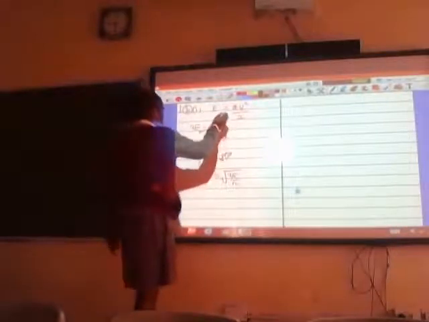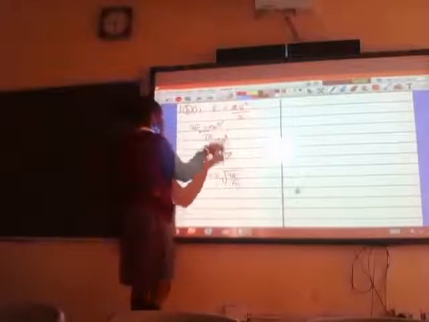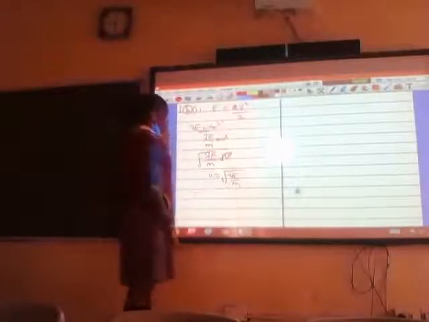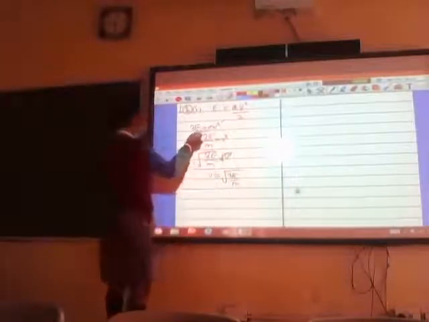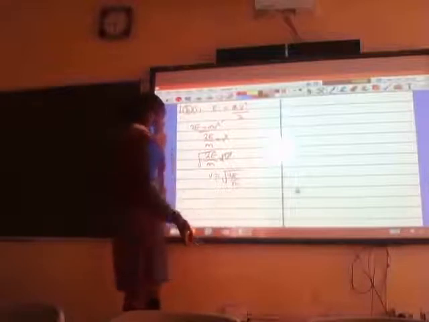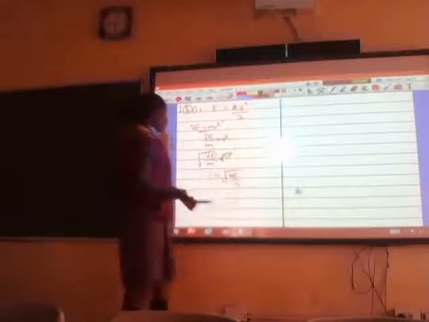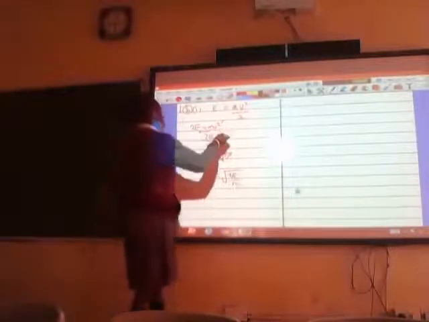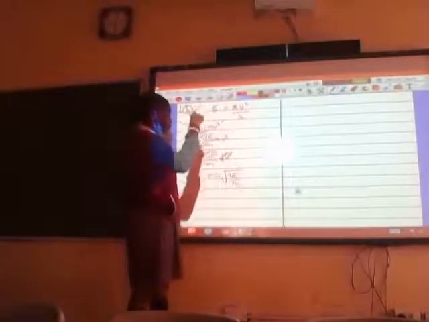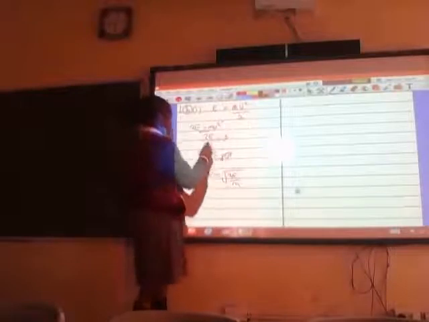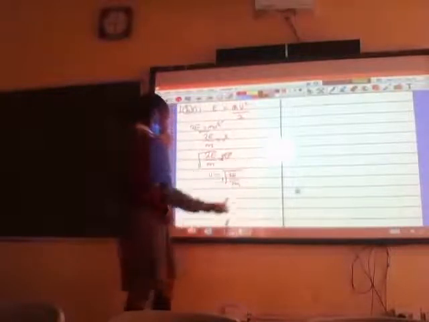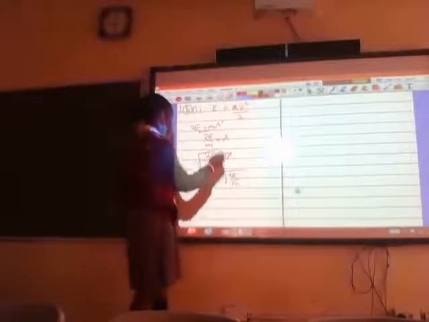Then you have to leave only v on the side. So m is beside v, and the invisible sign is multiplication. So when it has to move here, it has to become division. So 2E over m equals v squared. But v squared is not the same thing as v. So to remove the square from it, you have to square root both sides. The square root cancels the square out, and it becomes the square root of 2E over m.